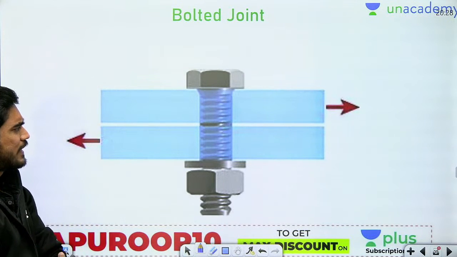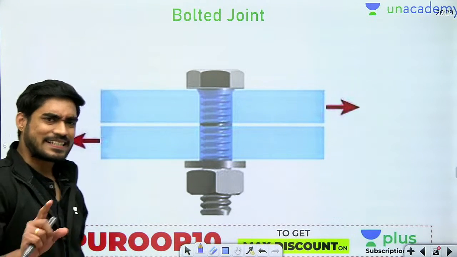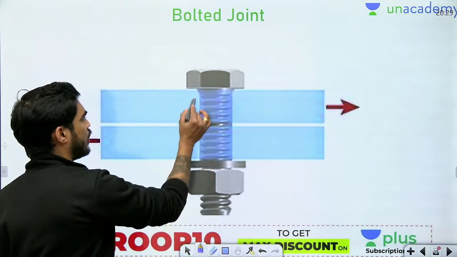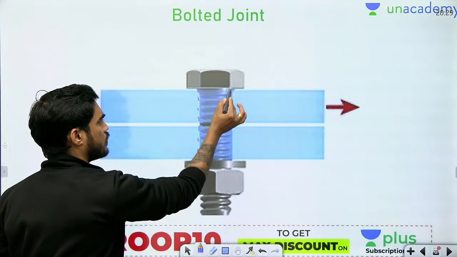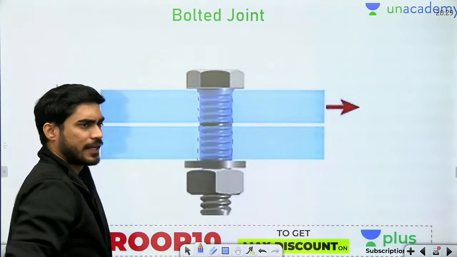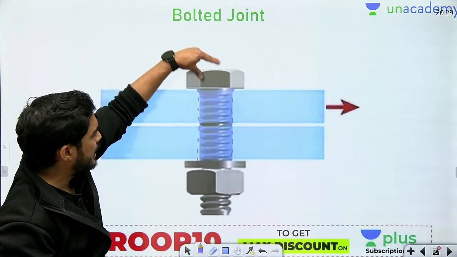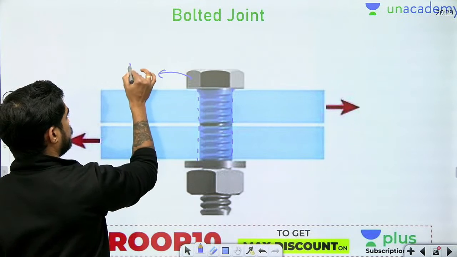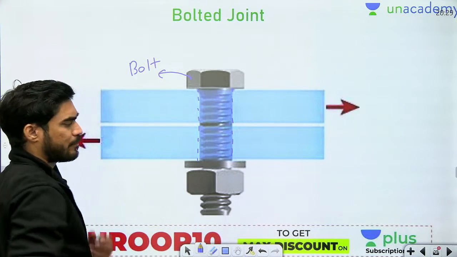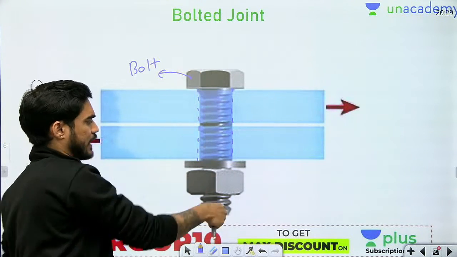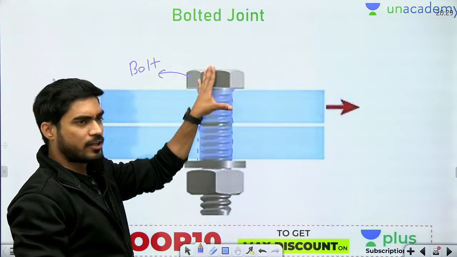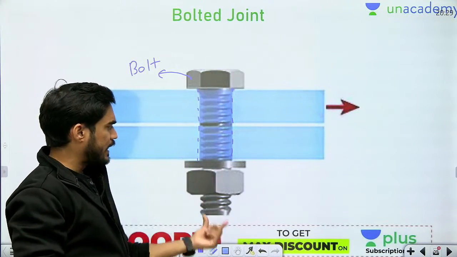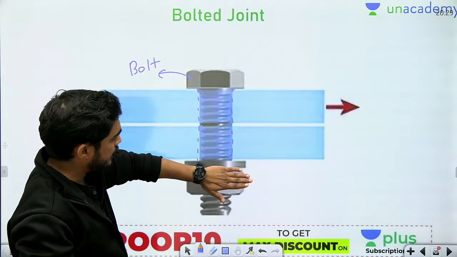So in case of bolted joint, what do we do? Just like riveted joint, we will drill holes in bolted joint also. हम ऐसे holes करेंगे. Then beta, we will insert a bolt. What is this? This is a bolt. तो bolt insert करने के बाद one end will be closed, but the second end will not be closed. ये नहीं रहता है initially.